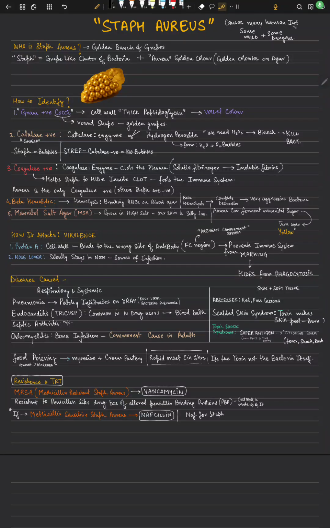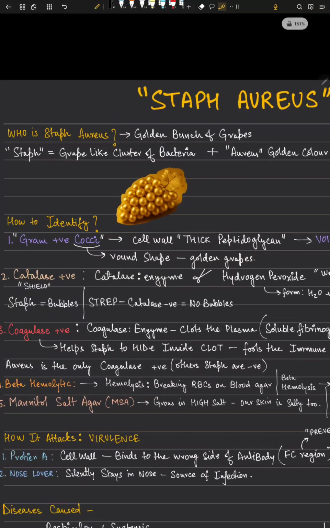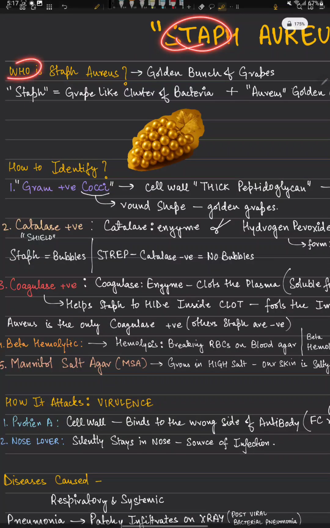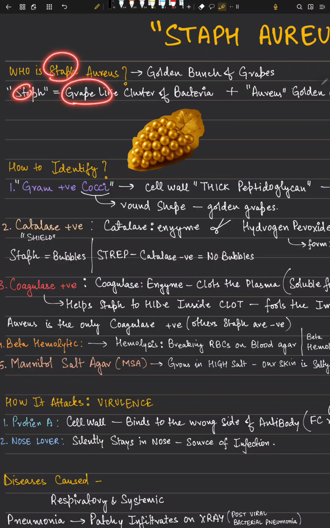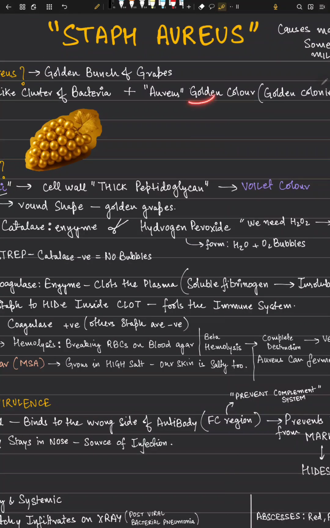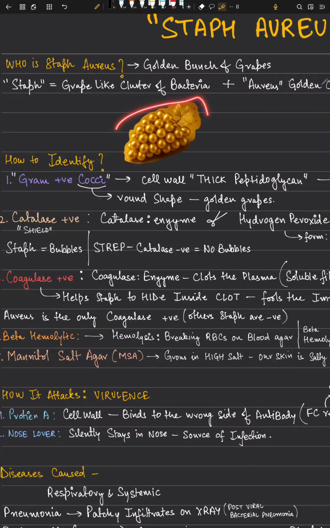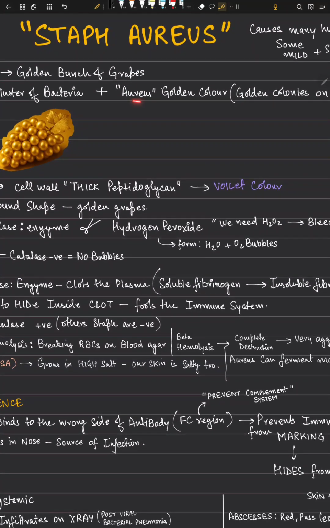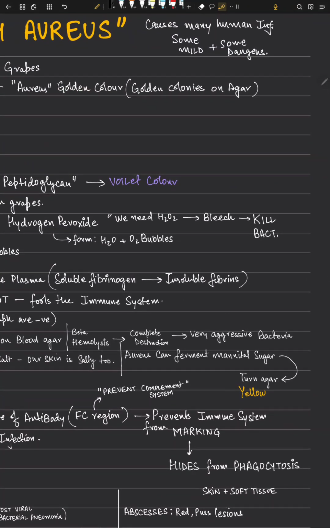One of the most important bacteria in microbiology is Staph aureus. So the word Staph, who is Staph aureus? It's really simple. Staph means grape-like, and aureus means golden color, right? So these are like golden grapes, a golden bunch of grapes. That is Staph aureus. Why do we say they are golden? Because they form golden colonies on the agar plate.